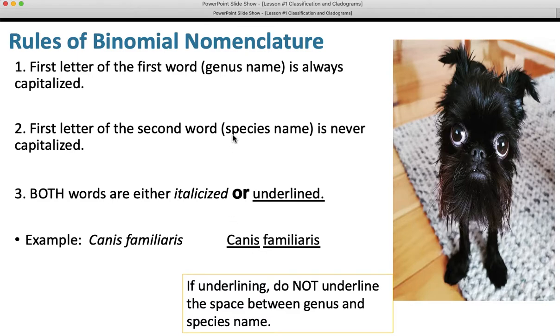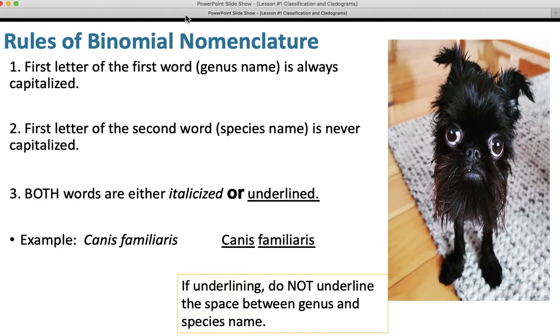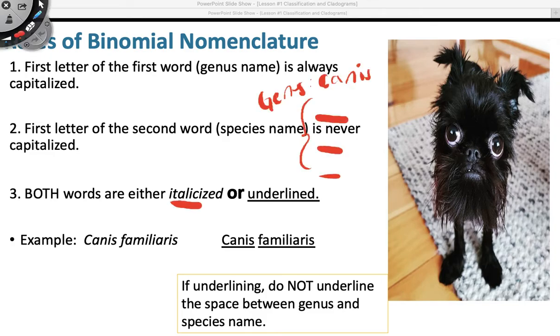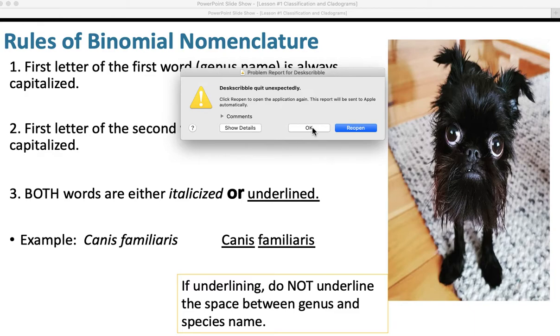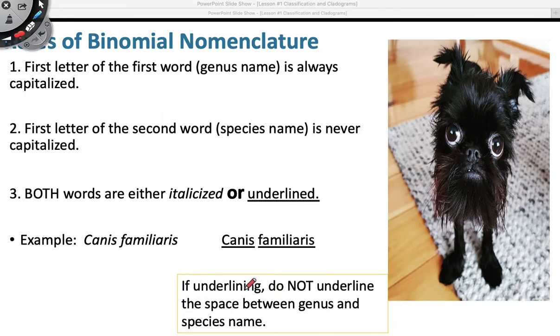Notice how the first letter of the genus here is capitalized, and notice how the species name is not capitalized, right? And then you can underline or put them in italics, and that's just proper nomenclature.